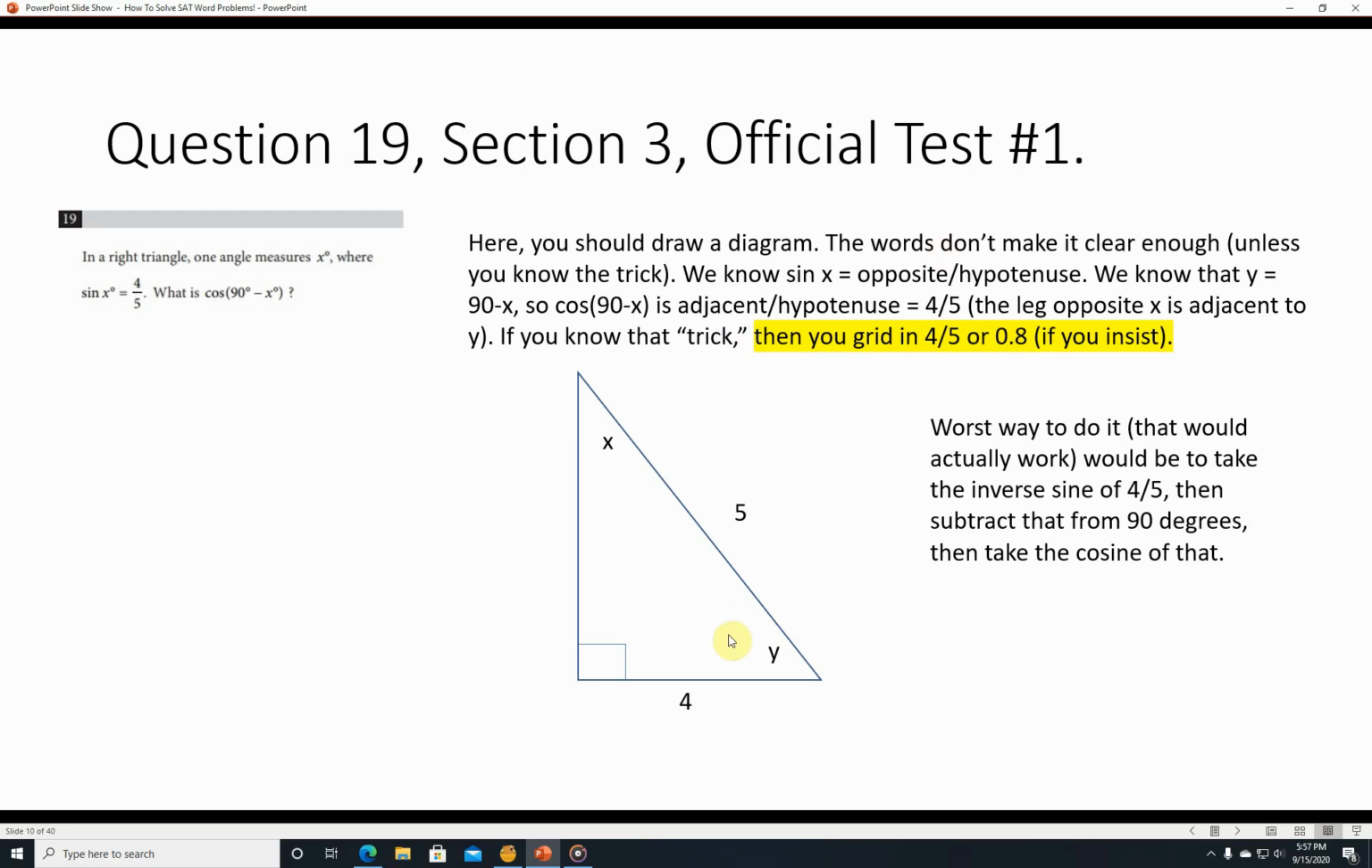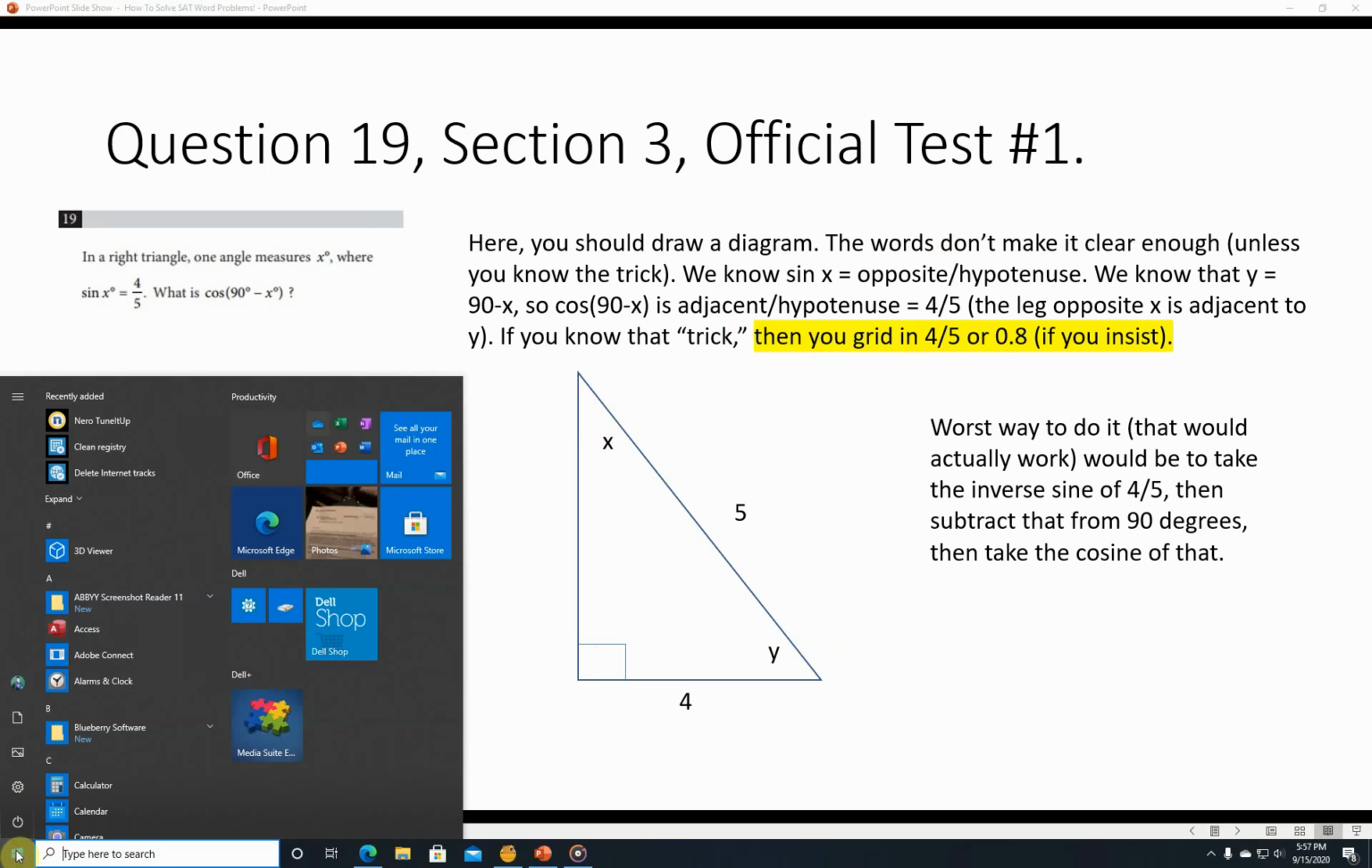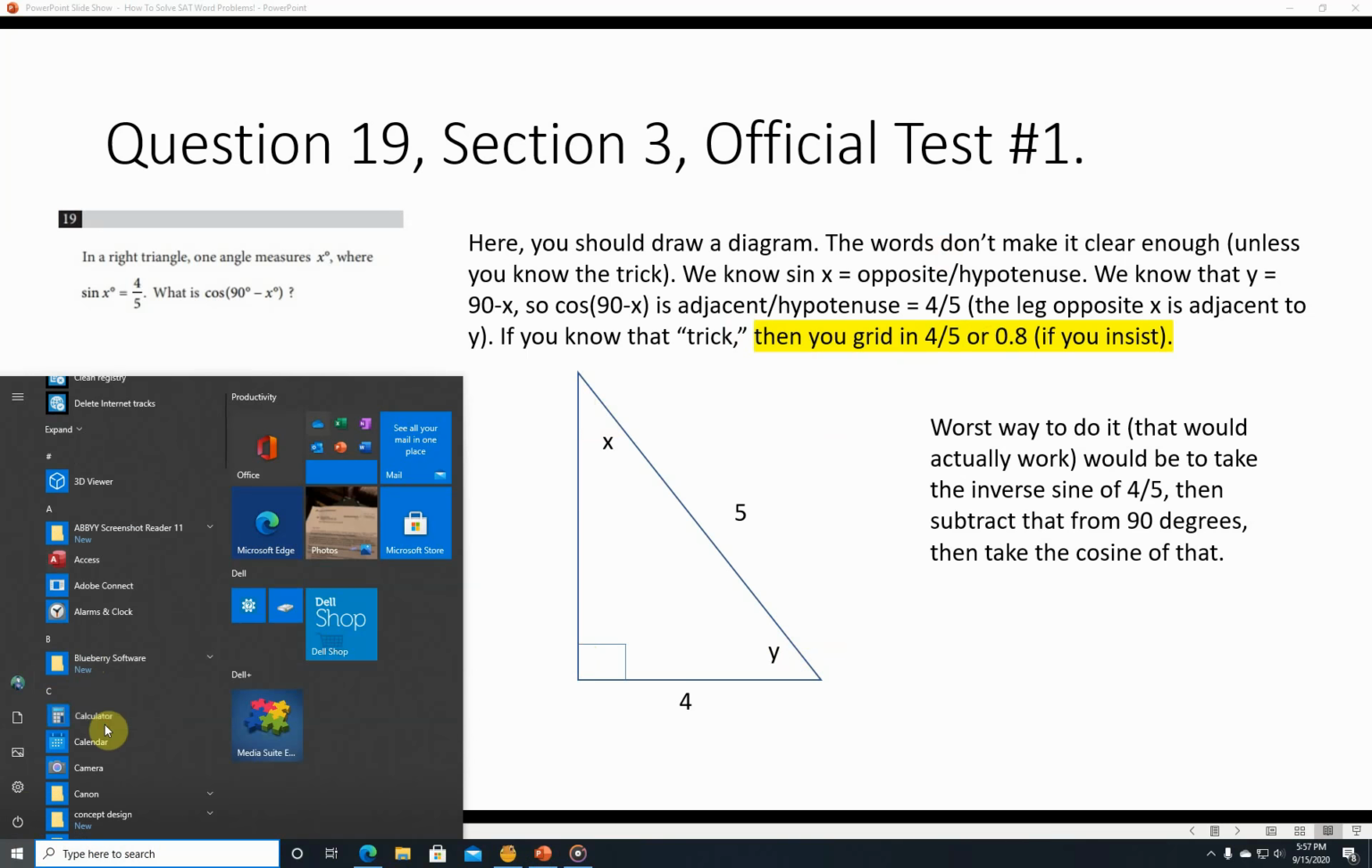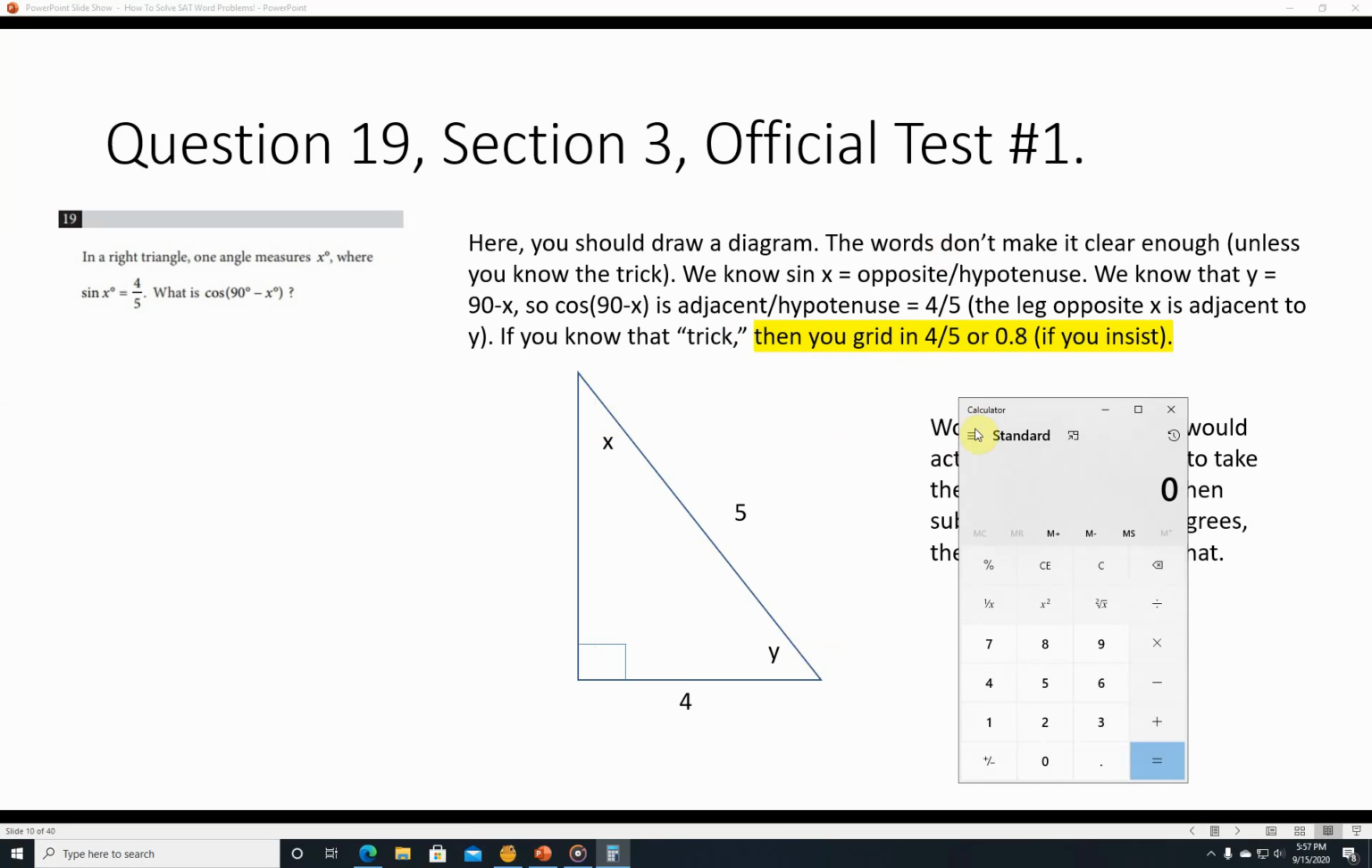So if you know that trick, then you just grid in 4/5 right away. If you don't, you just quickly figure it out by drawing this little diagram, and you say, gosh, they got me. They fooled me into having to do more work than I had to. Okay, the worst possible way to do it, at least the worst one that I can think of that would actually give you the right answer eventually, would be, okay, we go use our calculator.